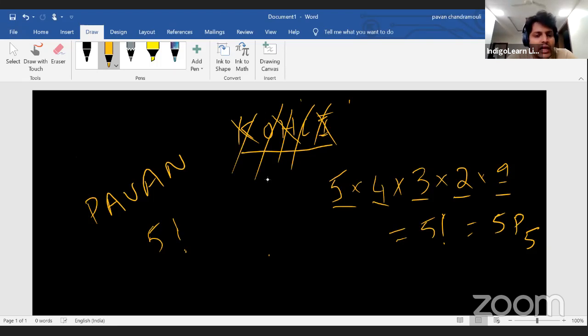Because you have an alphabet A which is repeating twice. Don't you think the answer needs to be relooked at or revisited? If that was the doubt that you have, that means your thought process is right. The reason being, the 2 A's are no different. Yes, it's not a capital A and small a, right? So the 2 A's are one and the same.